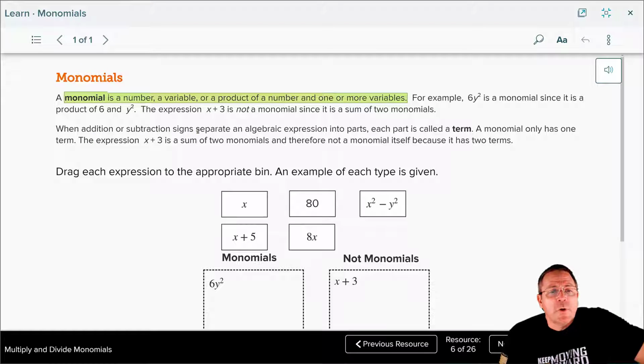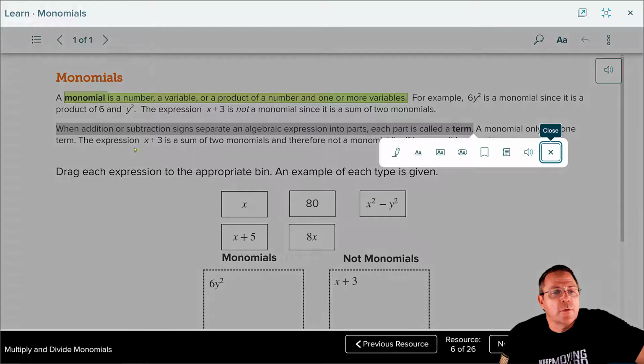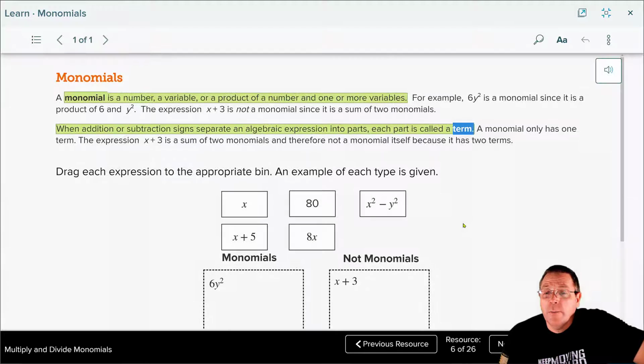When addition and subtraction signs separate an algebraic expression into parts, each part is called a term. There is another definition to look forward to on your vocab quiz. A monomial only has one term. The expression x plus 3 is the sum of two monomials. Therefore, it's not going to be a monomial because it has two terms. One term is x and one term is 3.